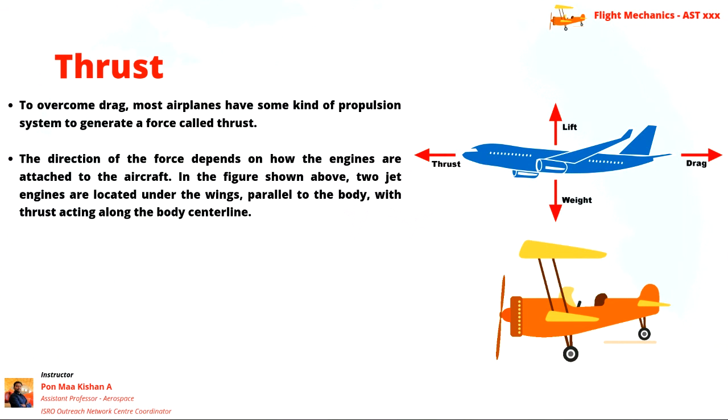The direction of force depends upon how the engines are attached to the aircraft. Suppose the model is here. If the aircraft is here, just look into my camera, my video. Here the engine is placed over here. So from the center point, the line of thrust will be acting, and it will be acting forward along the flight motion. So that is what is given in the second point.